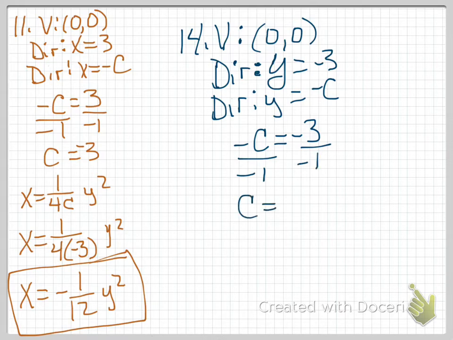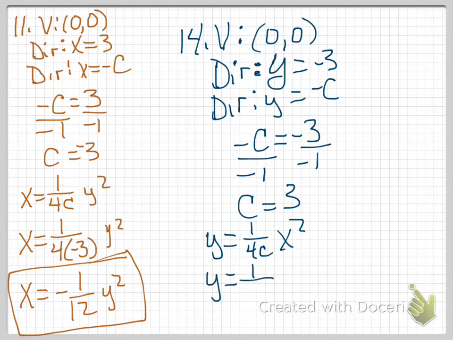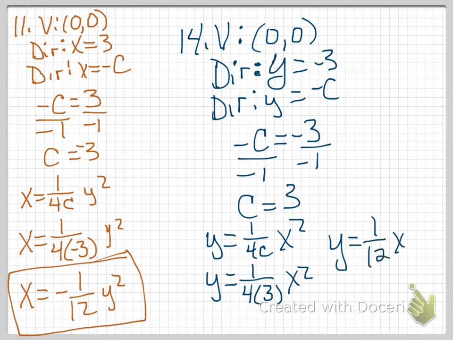And c is equal to 3. Okay. Again, we had y equals as my Directrix. So y equals is going to be the equation that I use. So y equals 1 over 4c x squared. Substitute the 3 for c. Y is 1 over 4 times 3 x squared. Multiply that out, and we get y is equal to 1/12 x squared. All right? And we're done with that.